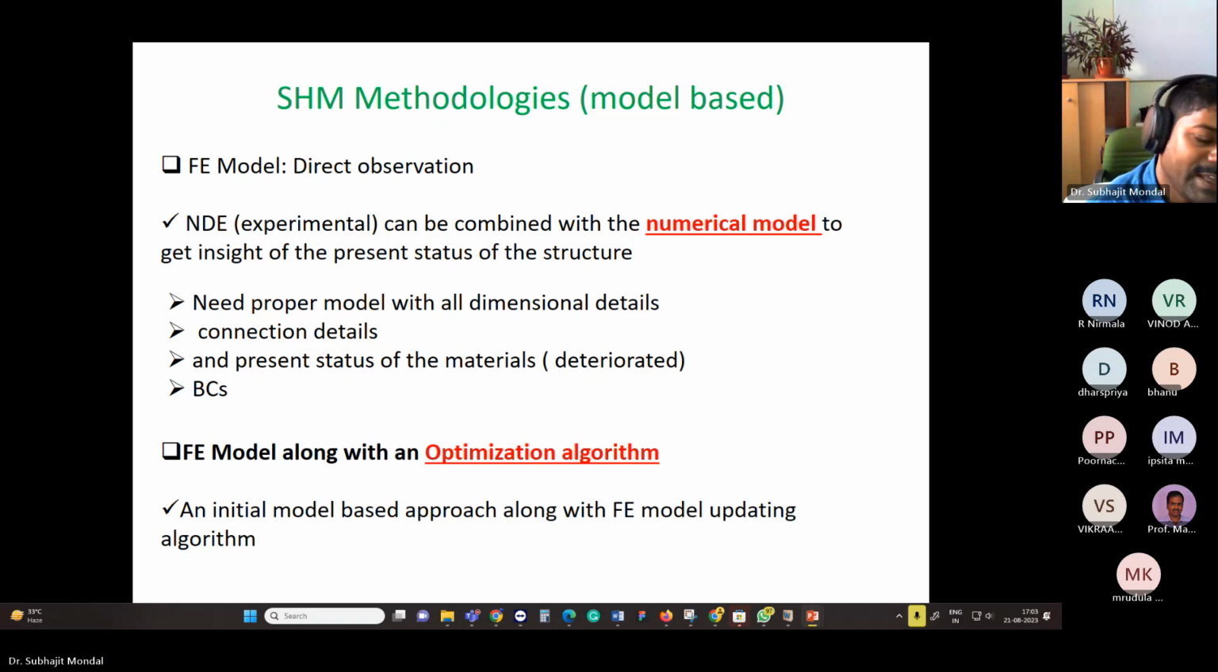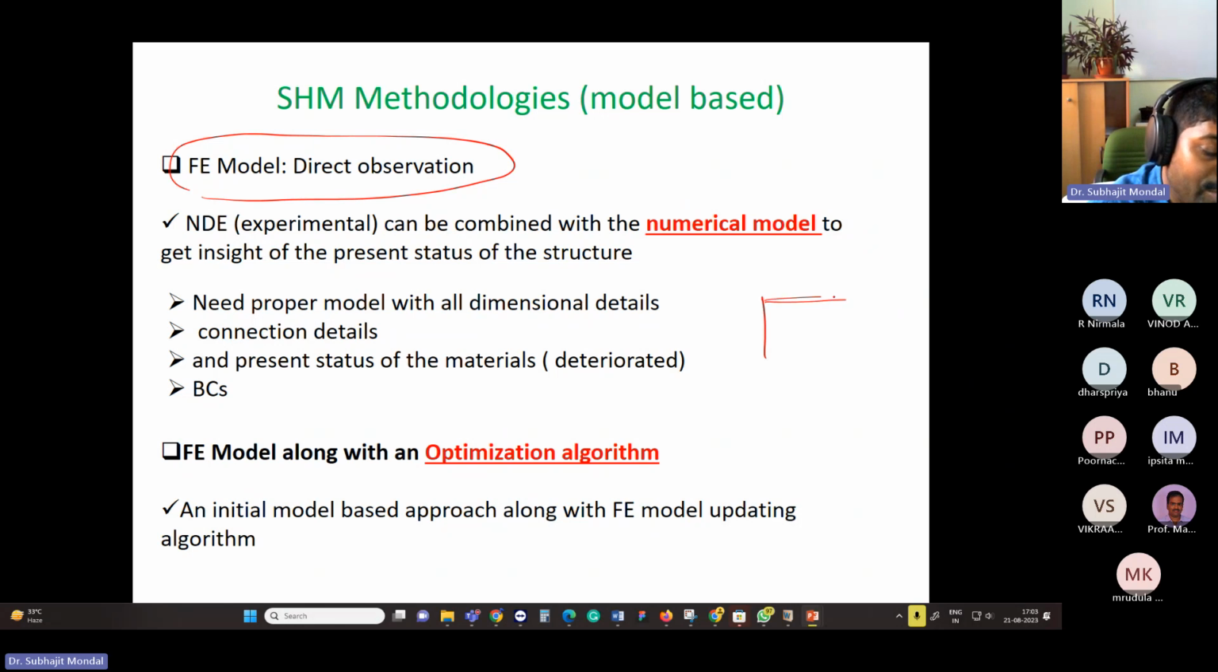Next, we have finite element modeling based data. Finite element modeling is also one type of direct observation. We can model the structure in finite element. Probably you know that finite element is one type of numerical approach by which we can model a structure having complicated geometry, and we can get the response of a similar structure. If you have a frame-like structure, you can model it in FEM, analyze it, and get some pattern.